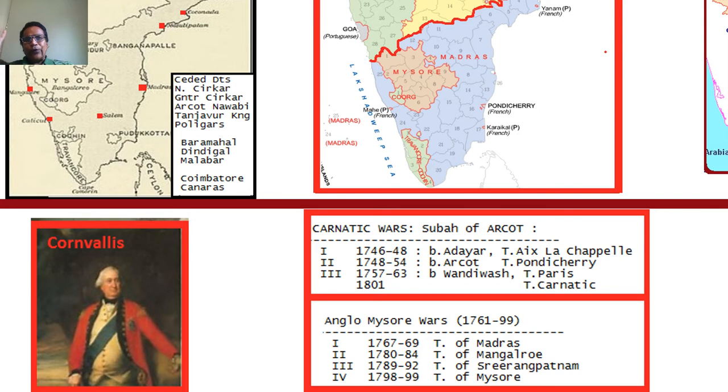There were four Anglo-Mysore wars fought. The first war, 1767 to 69, ended in the Treaty of Madras. The second war, Treaty of Mangalore. The third war led to the Treaty of Srirangapatnam. The fourth war finally led to the further contraction of the Mysore kingdom, restoration of the Maharaja Wodeyar, and a lot of acquisition of territory.